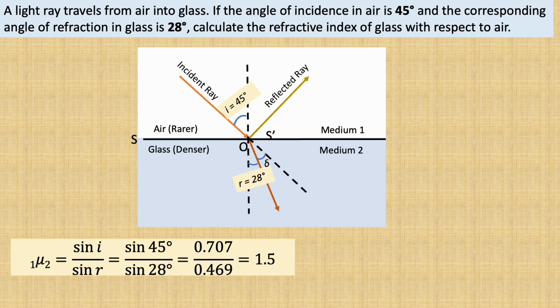It's a constant quantity. Deviation is i minus r. In this case, it is 45 degrees minus 28 degrees, which is equal to 17 degrees.